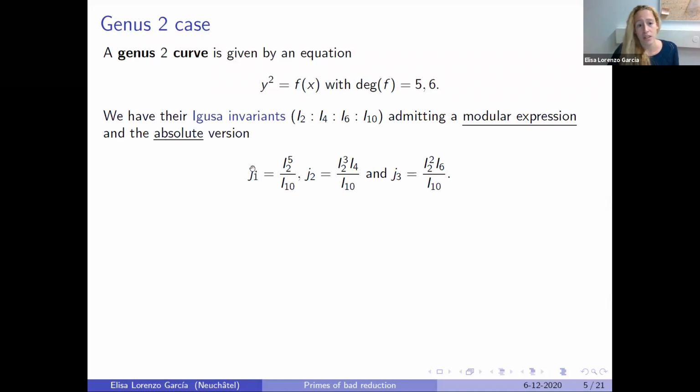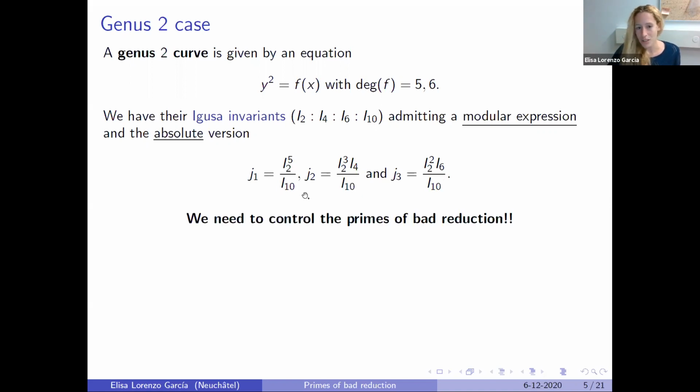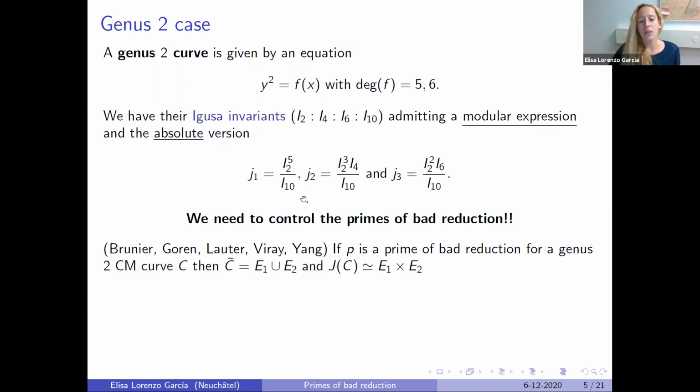And we can consider absolute invariants. This I10 is actually the discriminant of the genus 2 curve. So I can consider, for instance, those combinations. Basically I put in the numerator terms of the same weight as in the denominator, and I always have the discriminant in the denominator. So what we need now, to bound these primes, those denominators, is to control the primes of bad reduction of the genus 2 curves. And this is done.